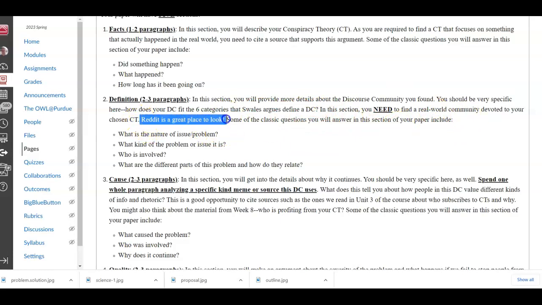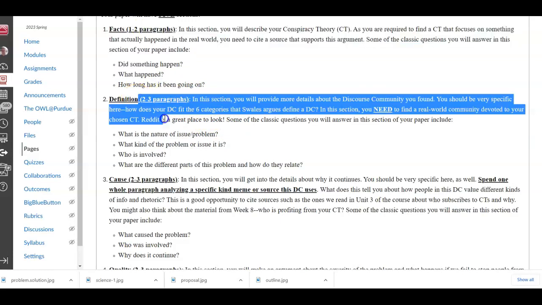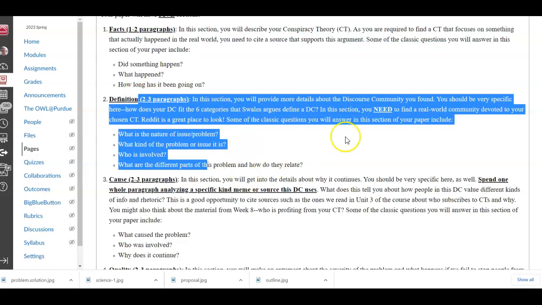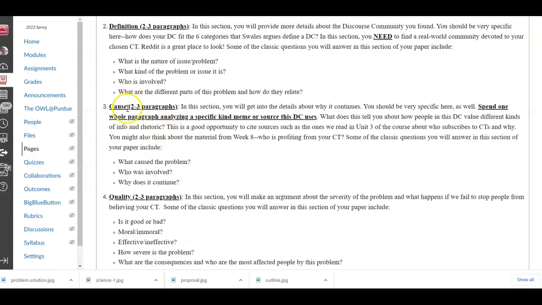So as I know here, Reddit's a great place to start, Facebook, right? So you want to think about who's involved, why they're believing in this, what is the nature of the issue, why there is this group, how it operates. So basically you're focusing on your discourse community for this section. You're getting more specific, right? You've outlined the basics. You're getting more specific. Here's a specific group that believes in this, right? And here's the cause section.